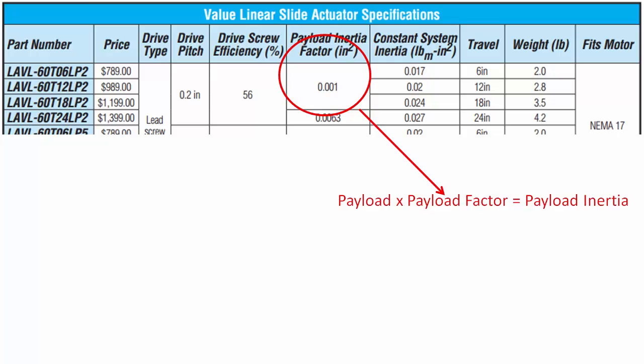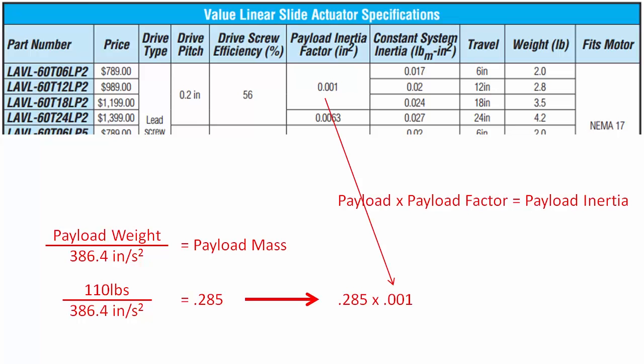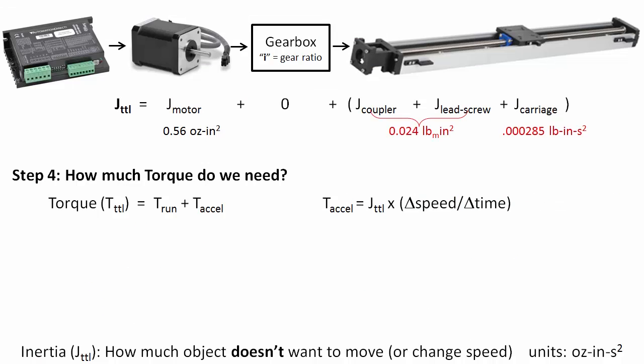Now be careful here. Is this the weight in pounds? No, it's mass. And since force is mass times acceleration, we just divide the payload weight by the acceleration, which is gravity in this case, 32.2 feet per second squared, or since we need inches in this example, that would be 386.4 inches per second squared. This slide can handle 110 pounds, so let's divide that by the acceleration to get our mass number, multiply that by the handy inertia factor, and now we have the inertia for this payload and the system inertia of the carriage and coupler. Let's add those to our chart.